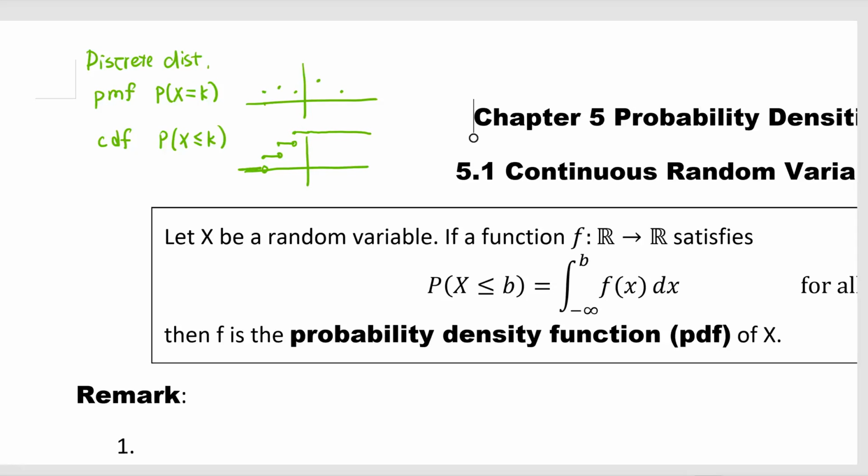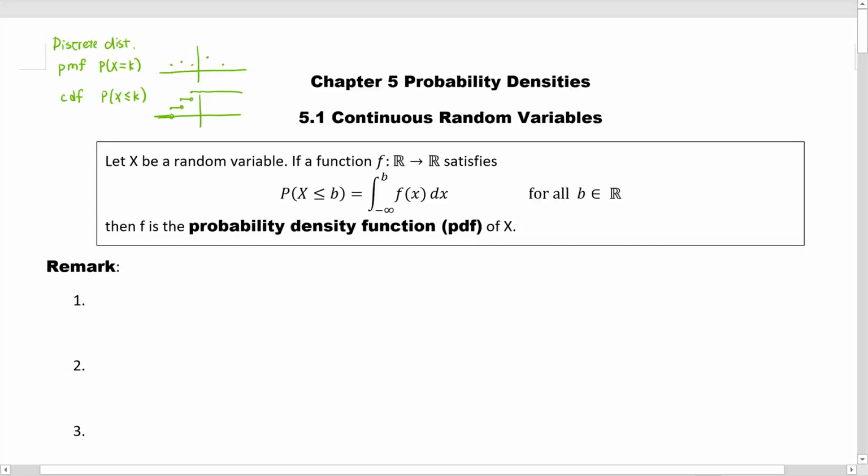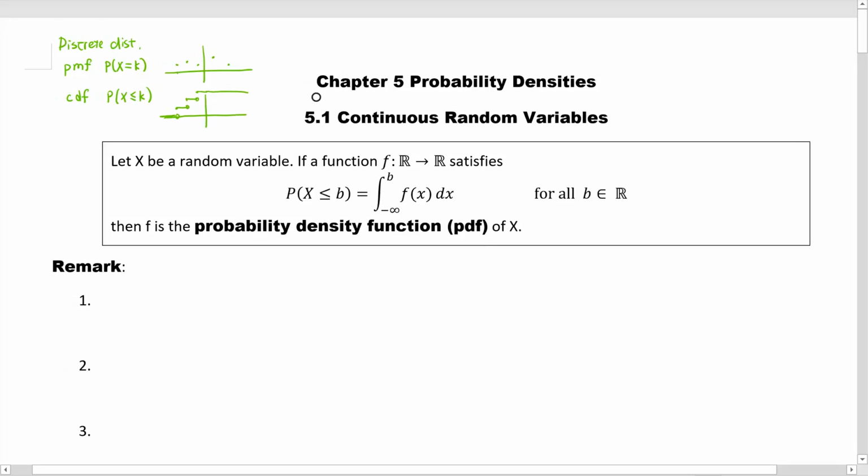Let me make it smaller. All right, so definition: let X be a random variable. If a function f from real numbers to real numbers satisfies the property that the probability of X less than or equal to b equals the integral from minus infinity to b of f(x) dx for all b in the real numbers, then f is the probability density function, PDF.